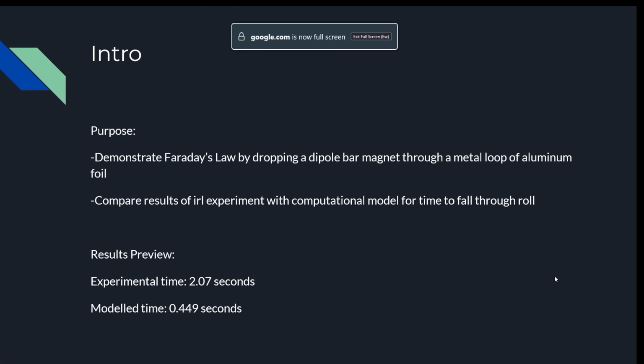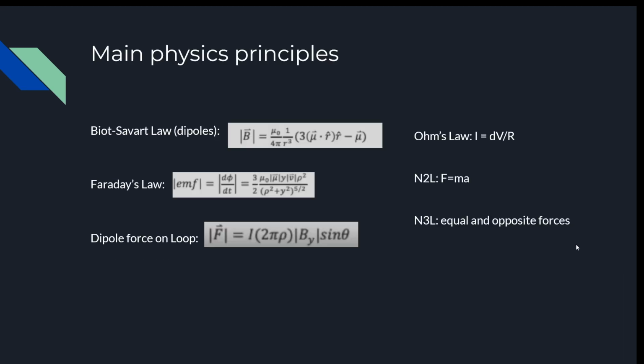So the purpose of this lab is to demonstrate Faraday's law by dropping a dipole bar magnet through a metal loop of aluminum foil and to compare the results of the experiment with the computational model in GlowScript for the time for it to fall through the roll. As a preview of the results, the experimental time was 2.0 seconds and the model time was 0.449 seconds.